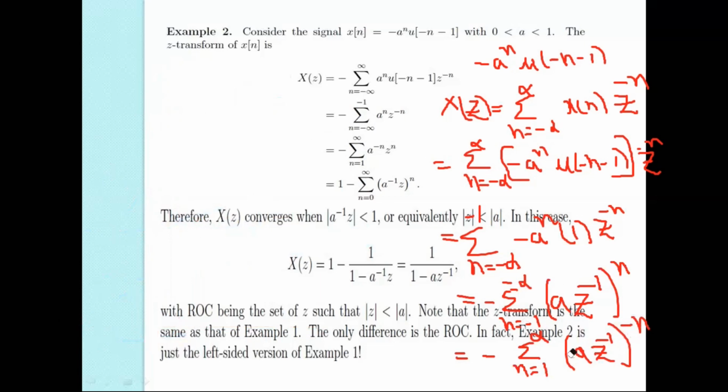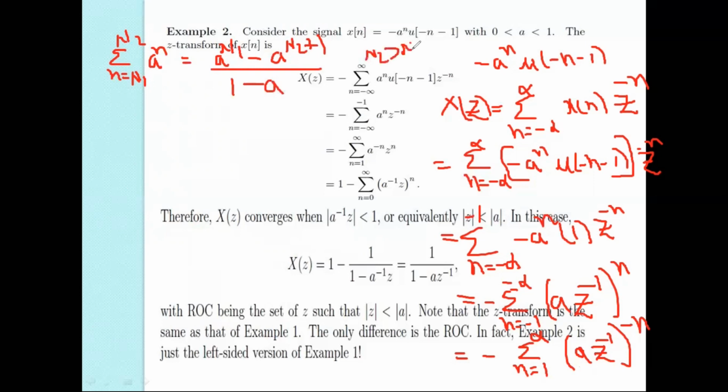You see, when it is in the form of a power n only, the sum of n equal to n1 to n2, a power n is equal to a power n1 minus a power n2 plus 1 by 1 minus a, where n2 is always greater than n1, and a is less than 1. We know this condition is a very important formula. It is a power n only, the positive value.